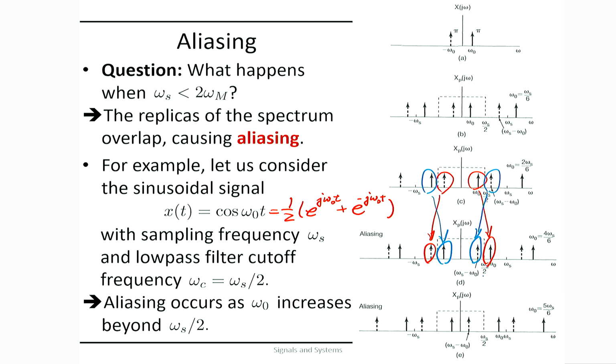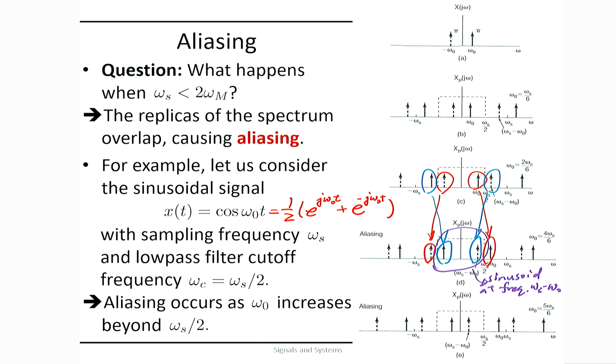So this gives you, right, if you filter this out, this gives you a sinusoid at frequency omega s minus omega naught. Okay? So you get a sinusoid that is at a completely different frequency.